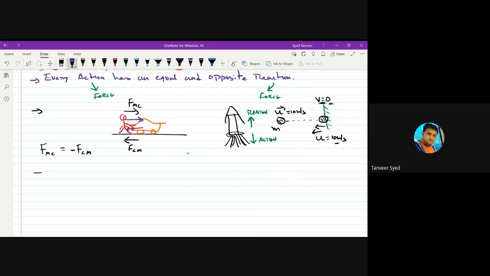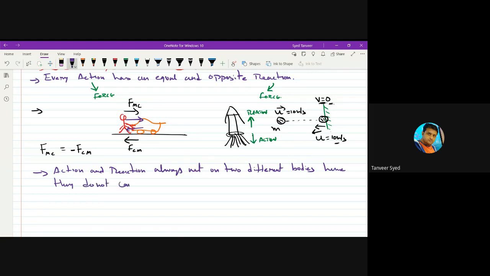So the point here is, action and reaction always act on two different bodies. Hence, they do not cancel each other. In the example of that ball and wall also, action was on the wall, reaction was on the ball. In rocket also, action is on the ground, reaction is on the rocket. So they always act on two different bodies and they don't get cancelled.